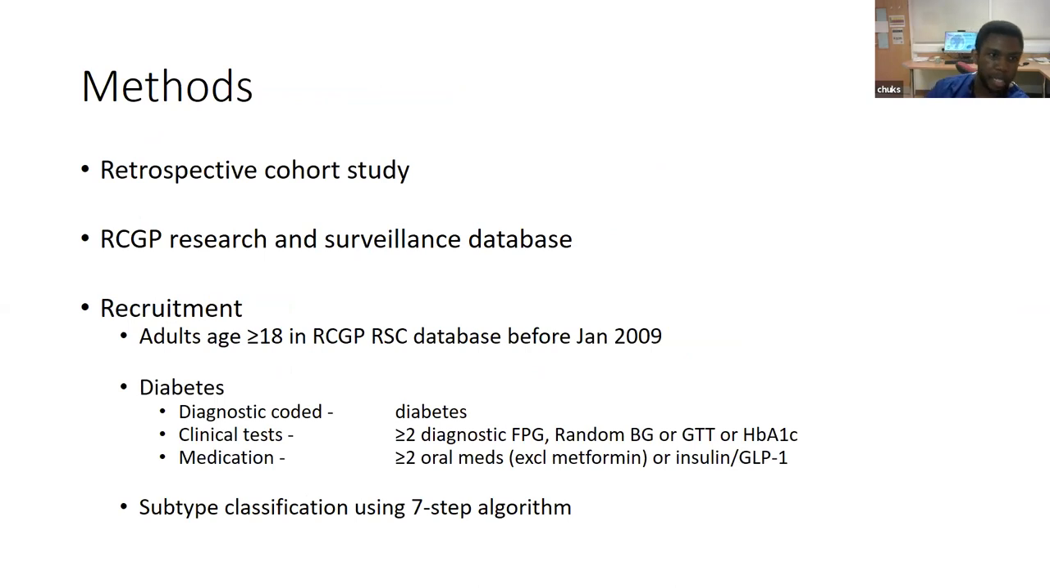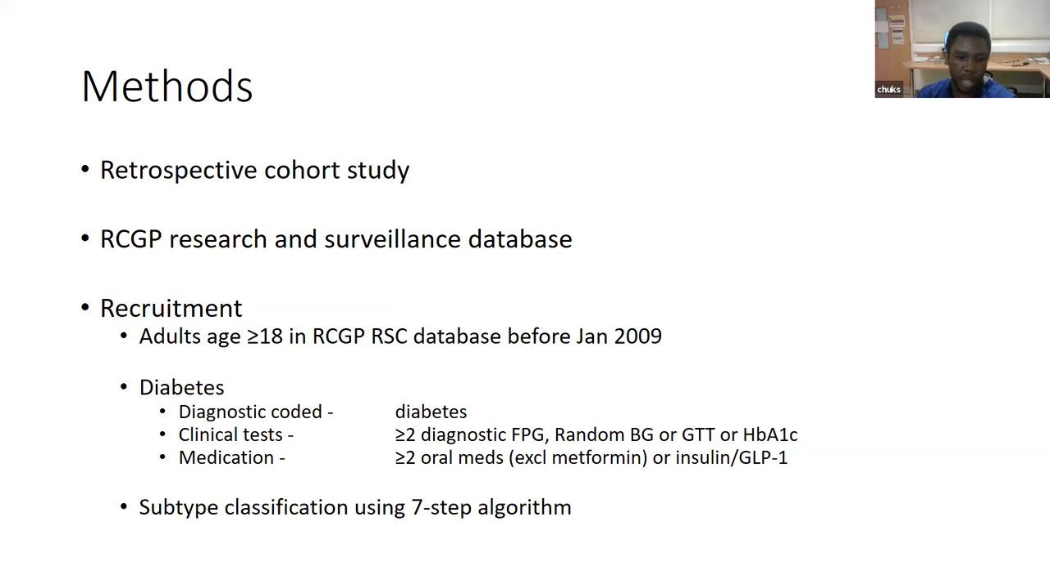So the methods. This was a retrospective cohort study, and all the participants were recruited from the Royal College of GPs Research and Surveillance Database. This is a large database, I think, used by general practitioners. And they recruited all adults over the age of 18 in the database that were in the database before January 2009. So the first step of recruitment was really to identify the diabetes population.